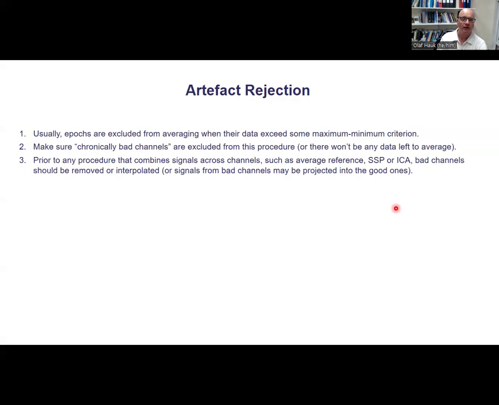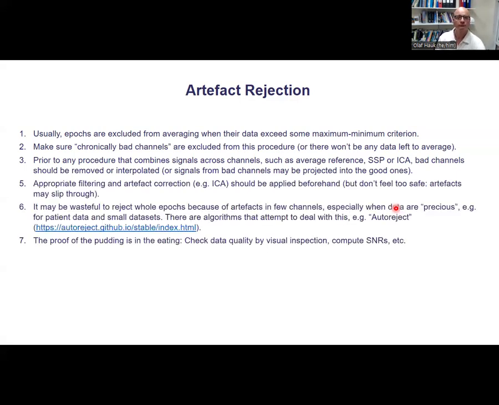And if you apply any procedure that combines signals across channels, like signal space projection or ICA, which usually applies some spatial filtering to your data, you should definitely make sure that bad channels have been removed. Also for average reference in EEG, because otherwise the noise from one channel might actually be transported into all the other channels. You should always make sure that data artifacts have been removed before you average and apply any artifact rejection. So ICA, for example, should be applied beforehand.